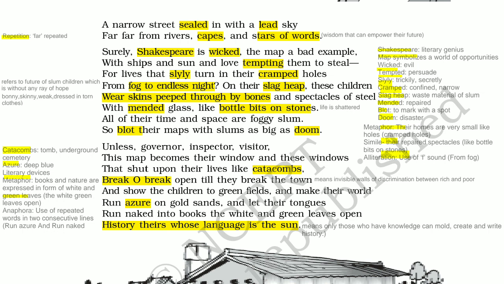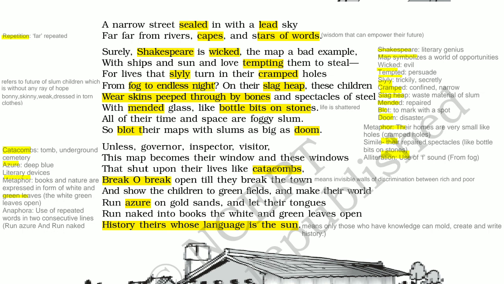So let these children break themselves free from the shackles of slums, and let them read voraciously, and hope for them that they change their life. Otherwise, the lives of these children will remain dark, narrow, and unfulfilled in the absence of good education. And the poet also urges to bridge the social disparities that deny opportunities to these children.